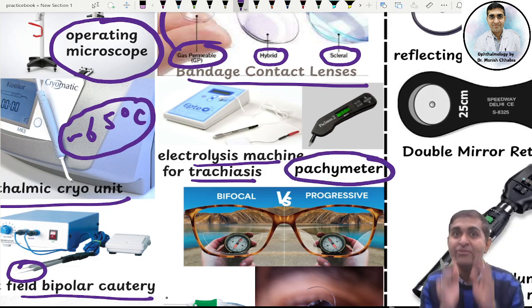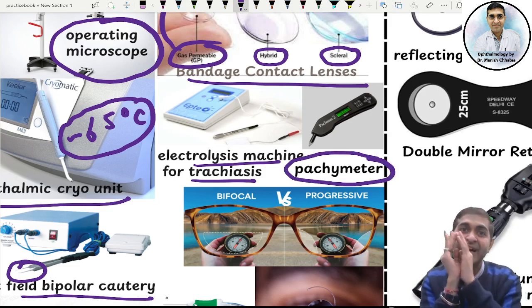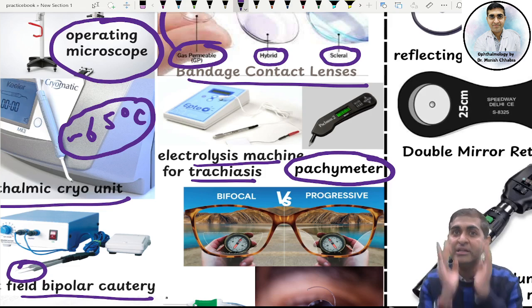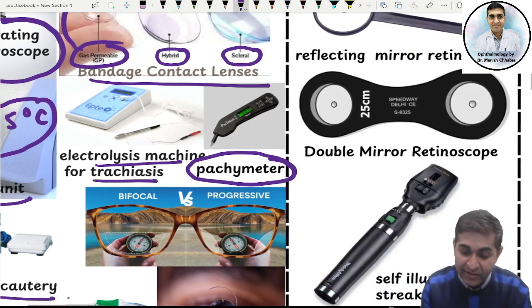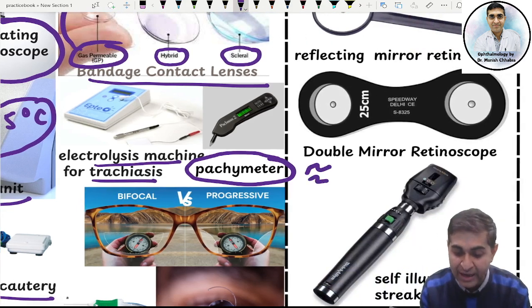Pachymeter is the instrument which is useful for assessing the thickness of the cornea. The normal thickness of the cornea is 500 to 600 micron. The average thickness is 540 micron.